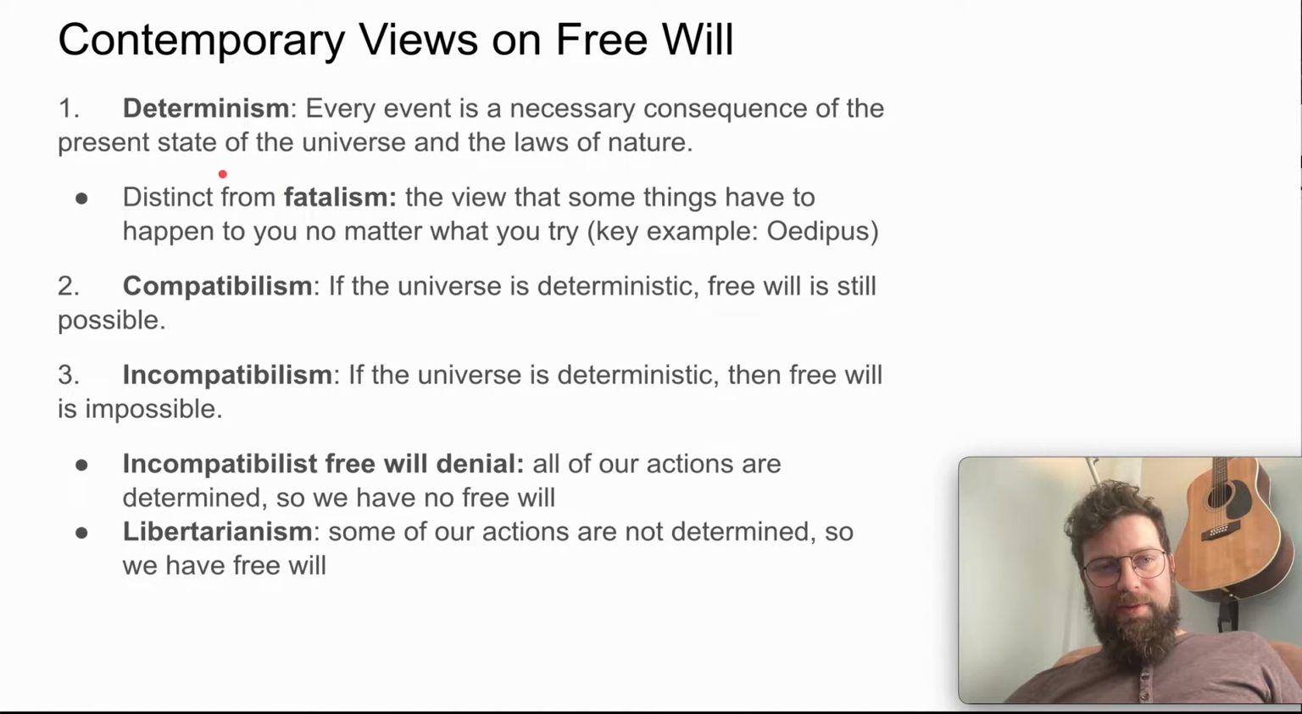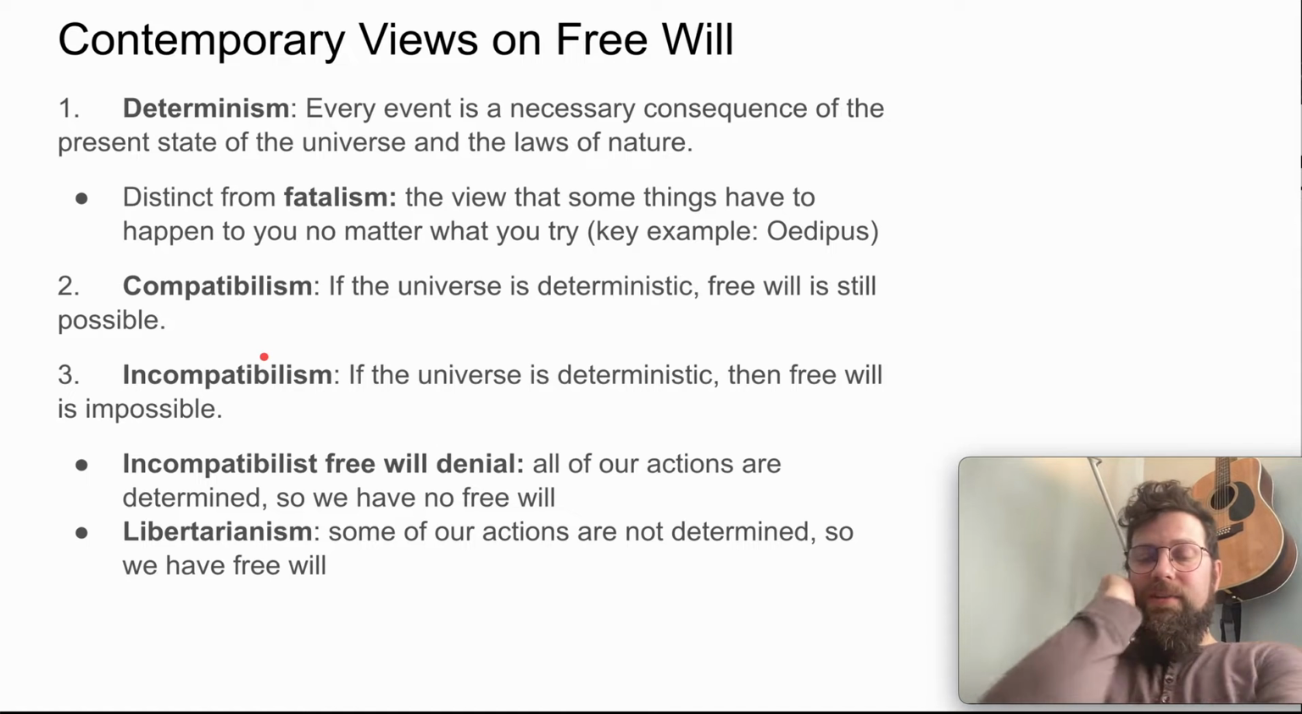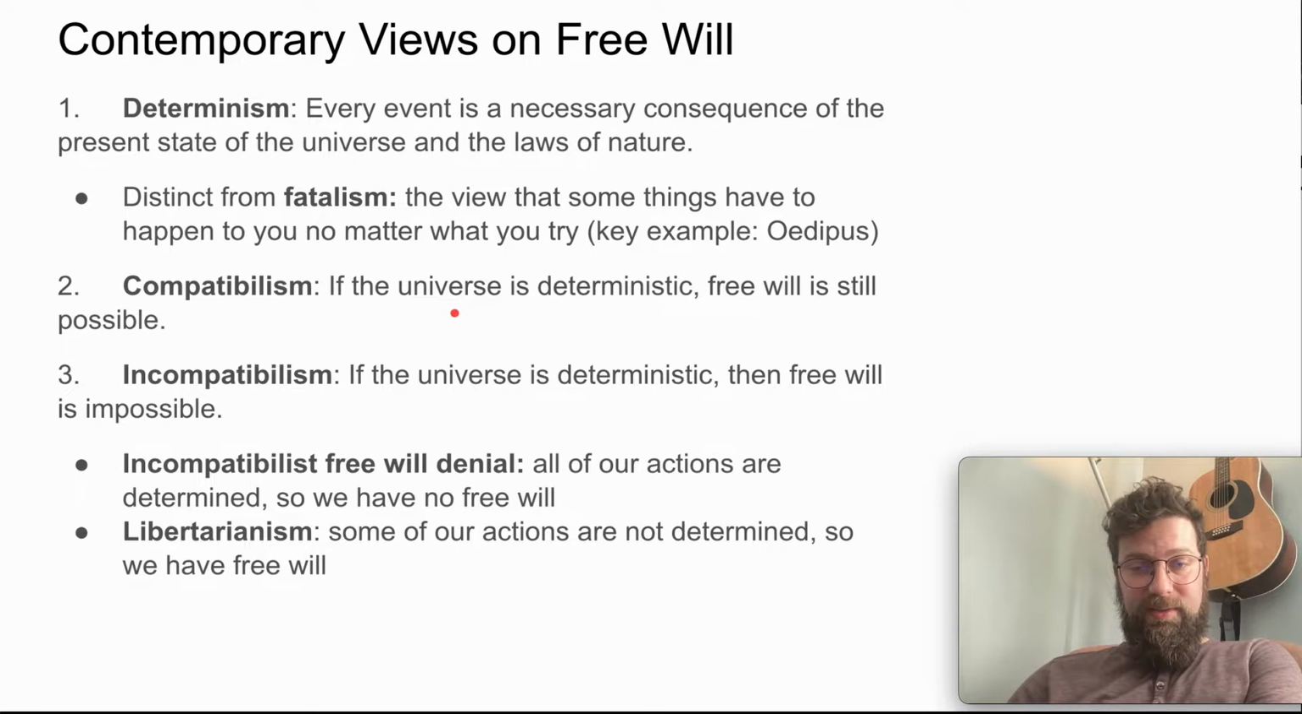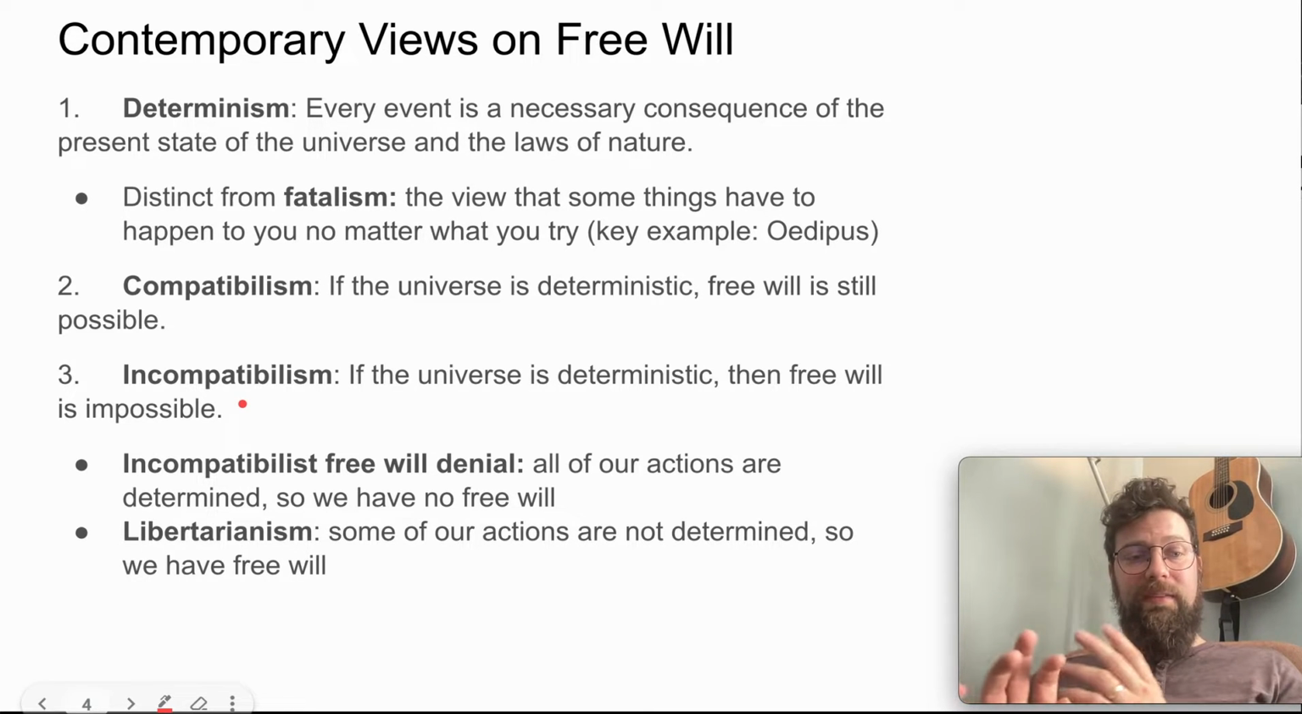Now, a further question beyond determinism is compatibilism versus incompatibilism. And the question of compatibilism versus incompatibilism is the question of whether a deterministic universe rules out the possibility of free will. Compatibilists think that free will is still possible even if the universe is deterministic. But the incompatibilist thinks otherwise. They think that if the universe is deterministic, then there could be no possible free will.